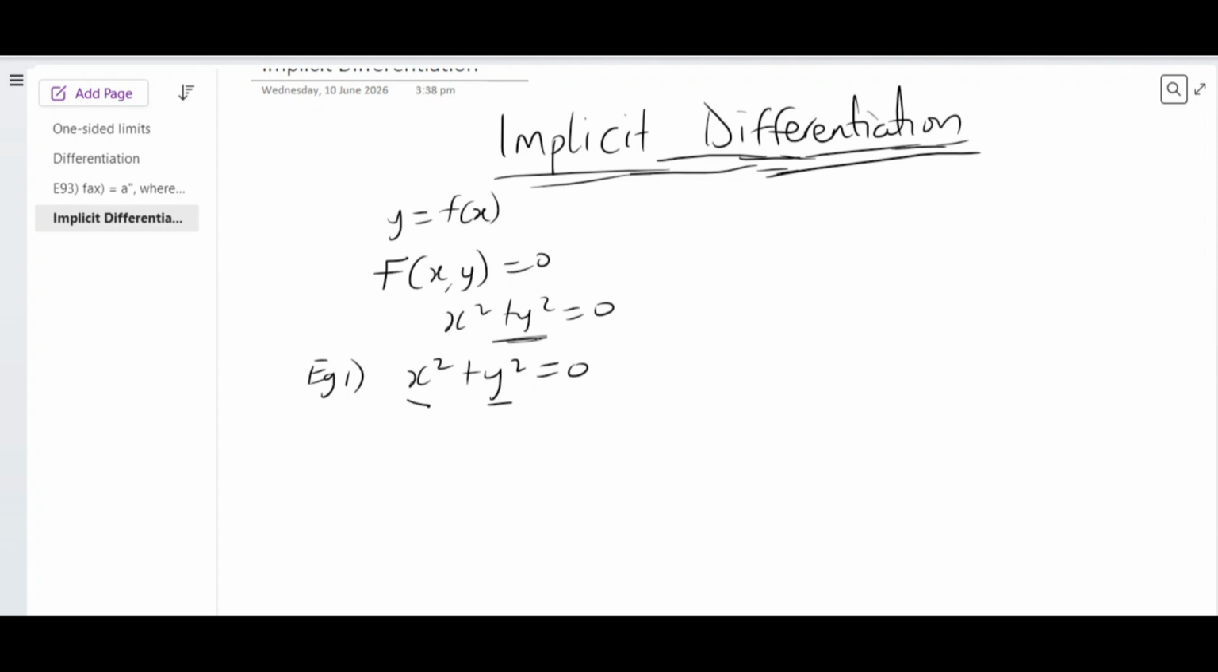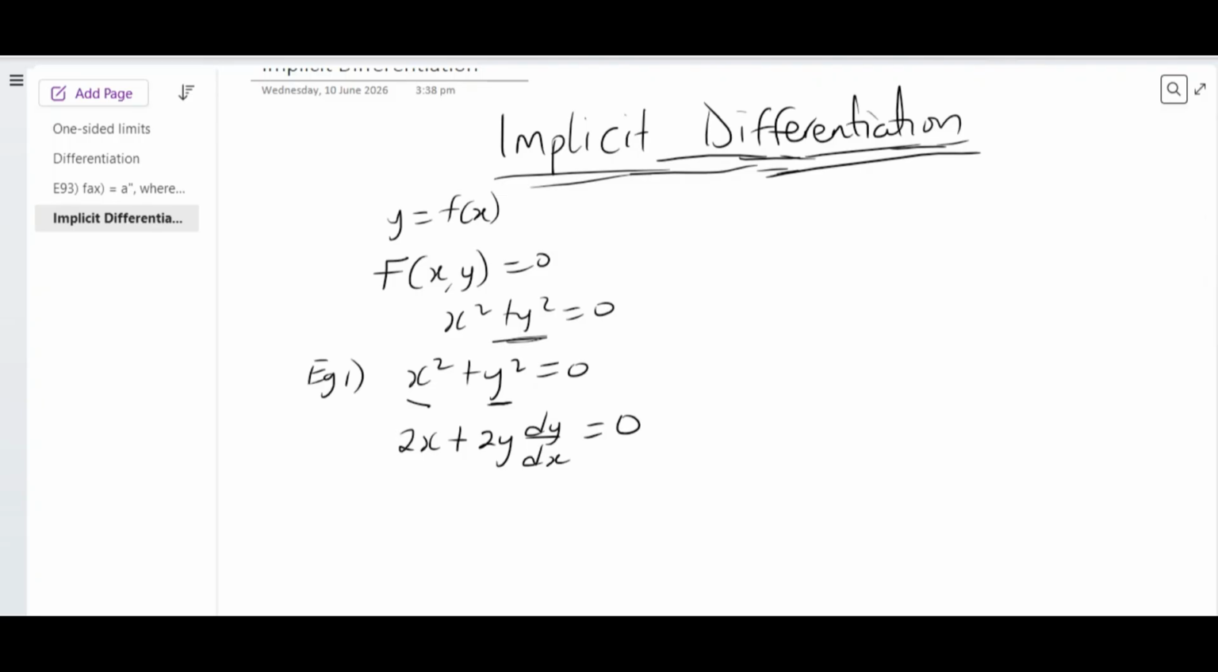It means that y is a function of x, but it is embedded in it, so you don't see it directly. It's some sort of indirect y being a function of x. So anytime you differentiate a term with y, you need to attach dy/dx to it. So I'm going to differentiate x squared to get 2x plus, if I differentiate y squared, I'll get 2y, but because it is a y term, I'm going to attach dy/dx. And if you differentiate 0, that is just 0.